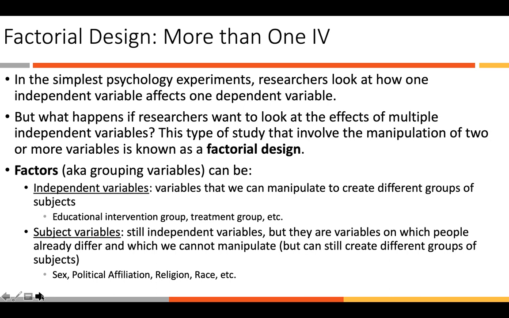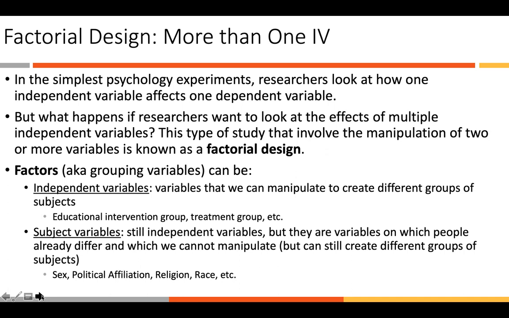Now, in the most basic and simple psychology experiments, we have a single independent variable and a single dependent variable. So, for example, maybe my independent variable is sleep, and I think that the amount of sleep someone gets is going to change or impact their GPA or their grade in a course. I think that my independent variable sleep is causing a change in my dependent variable GPA.